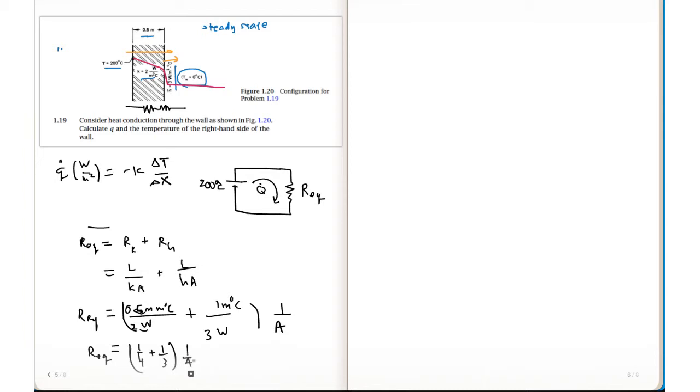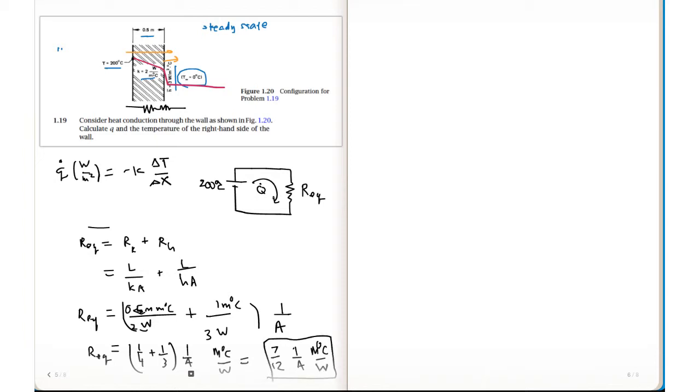1 over A, meters squared degree C over watts, equals, so if we turn these into sevenths, 3 plus 4. Is that right? No. What am I doing? I'm tired. 12ths. Let's do 12ths. So 3 12ths and 4 12ths is 7 12ths, 1 over A, meters squared degree C per watt. So this is equal to our equivalent resistance.